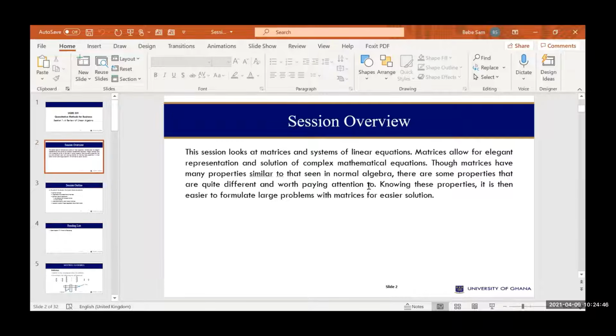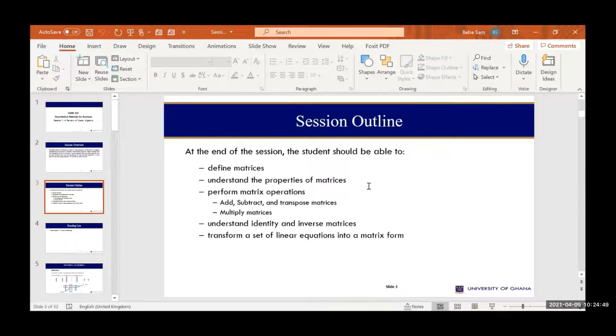On that note, I expect that at the end of this section, students should be able to know what a matrix is, or to be able to define matrices. You need to understand the properties of matrix and go further to do some matrix operation, i.e. addition, subtraction, transpose of matrix, multiplication. You should be able to perform these operations. Then again, you should understand what we call an identity matrix and the inverse of a matrix.